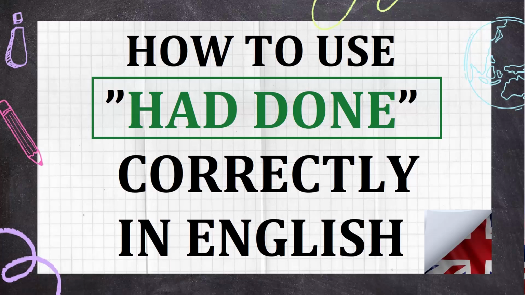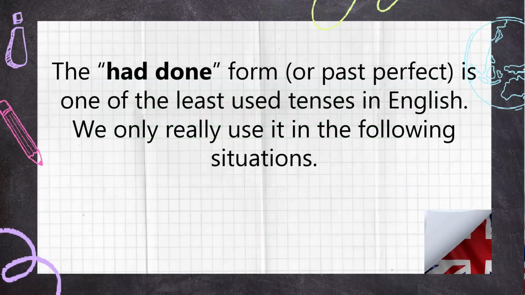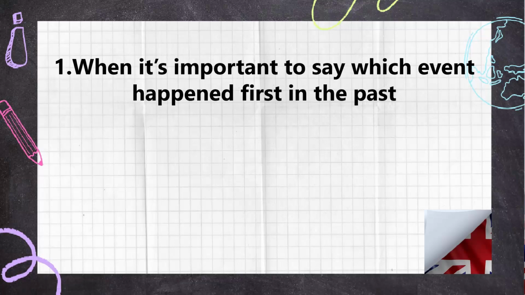In today's video, we're going to learn how to use had done correctly in English. The had done form, or past perfect, is one of the least used tenses in English. We only really use it in the following situations.